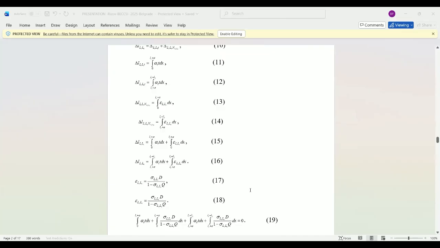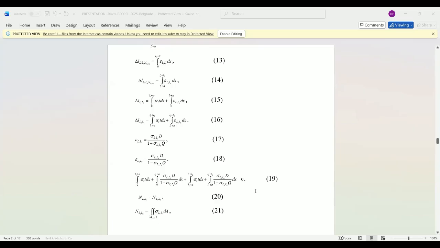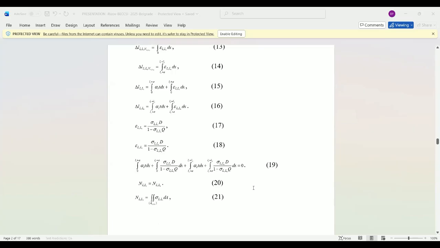Then by using equations number 8, 15, 16, 17 and 18, we transform equation number 7 as given in equation number 19. Since the bar is in equilibrium, the axial forces N L1, L3 and N L3, L4 in portions L1, L3 and L3, L4 of the bar are equal as given in equation number 20. The axial forces are presented as functions of stresses by applying equations number 21 and 22.